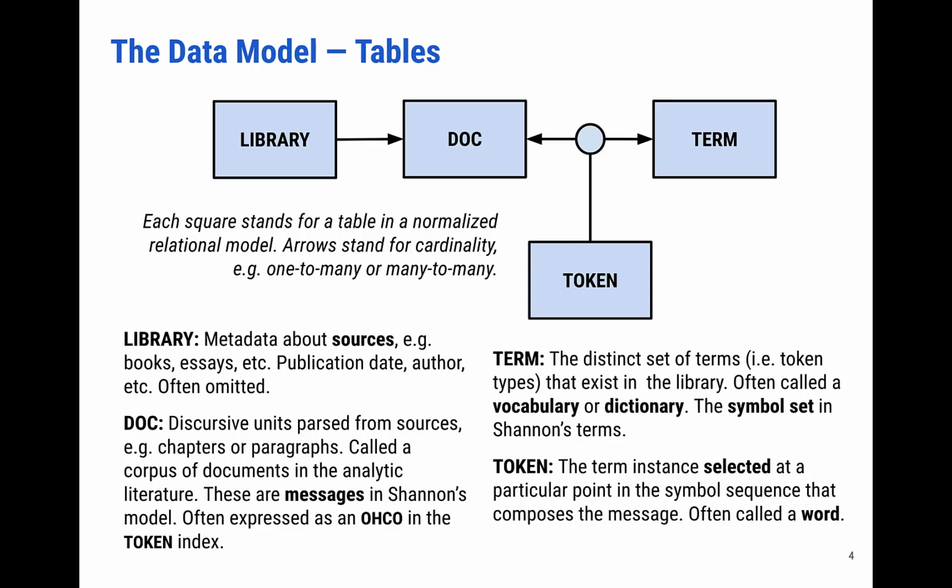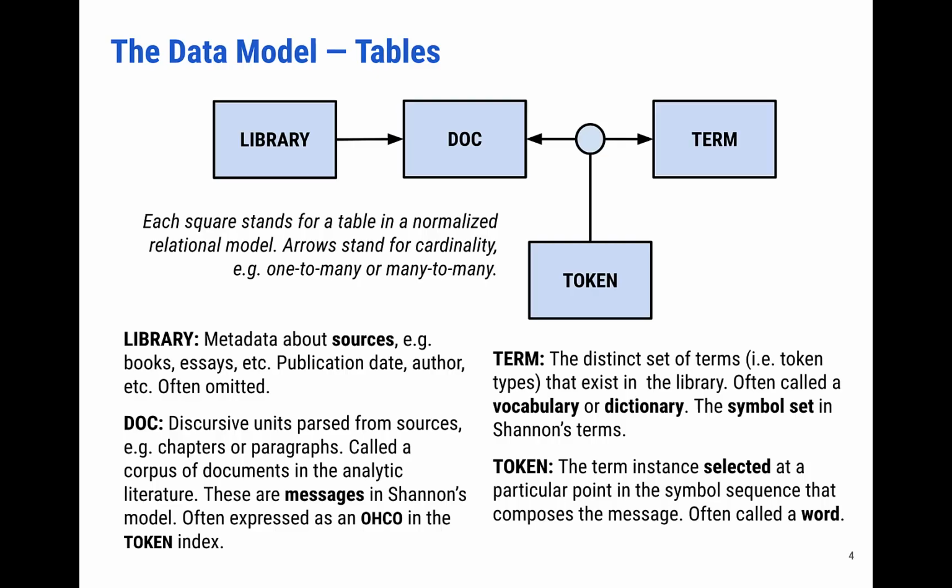So let's jump to the term table. The term table is the distinct set of terms that are used in a text. You can call this the token type. And it usually consists of the distinct set of terms that are used in all of the texts that come from a particular library that we're working with. Sometimes this is called a vocabulary or a dictionary, but in essence, it's the symbol set in Shannon's terms from which particular symbols are drawn and selected to create a message.